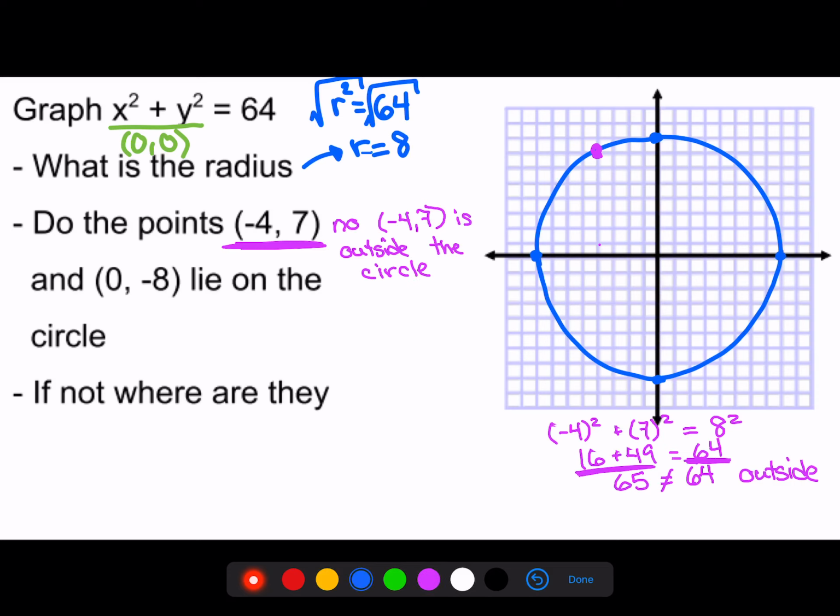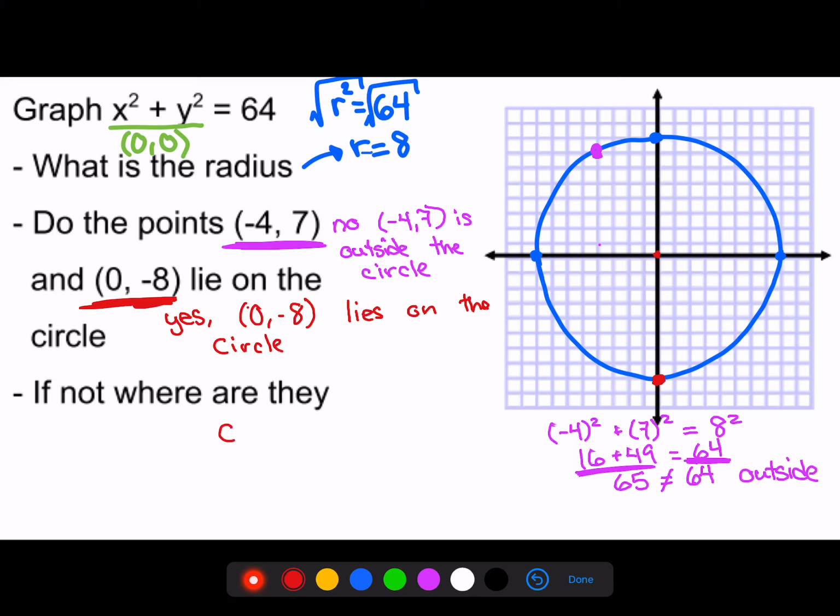Let's go ahead and check our other point. Our other point is 0, -8. If I look at 0, -8, it's right here. Now, if I look at that, that is our radius length, going from the center. It's a straight line. It should work perfectly, and it does work perfectly. So I can say yes, 0, -8 lies on the circle.